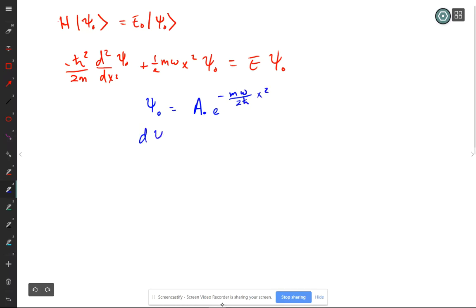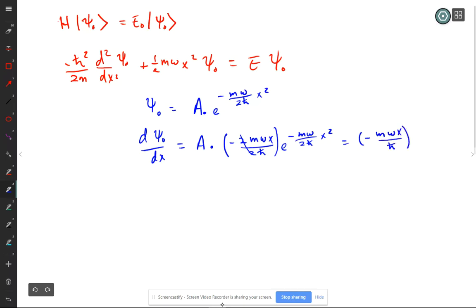Then that means d psi 0 dx is equal to, okay, you keep the A0, and then you take the derivative of the exponential, which means you bring down the derivative of the exponent. So I'm going to bring down minus 2m omega x over 2 h bar. Notice the 2's cancel. And then I have the exponential, or writing this in a shorter fashion, minus m omega x over h bar psi 0. So there's my first derivative.